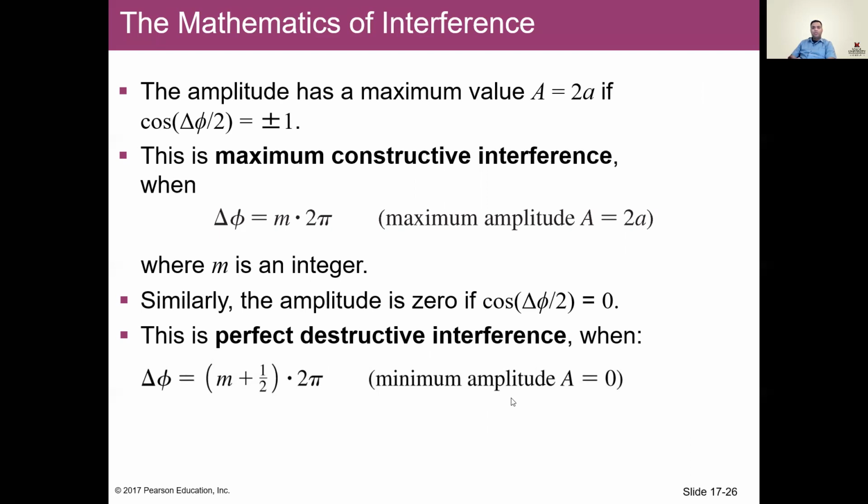In the problems, you're going to see a lot of cases where you will have to decide if they're talking about maximum or constructive interference or perfect destructive interference. And depending on what you decide, you're going to use that formula. So it's very important to understand when you are looking at constructive interference, when you are looking at amplitudes being doubled or amplitudes being 0.